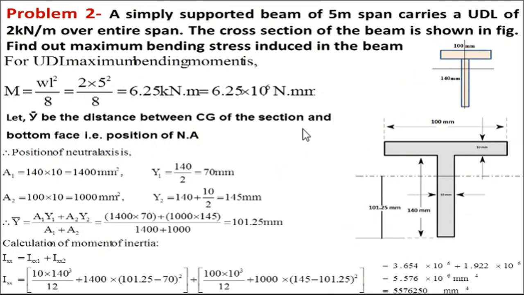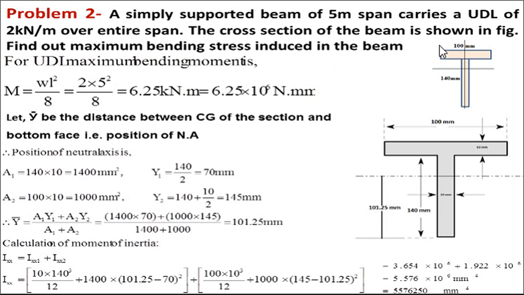Now see the second problem. In this case, a simply supported beam of span 5 meter carries a UDL of 2 kN per meter over the entire span. The cross section of the beam is shown in the figure. Find out the maximum bending stress induced in the beam. Now this is the T section. T section is not a symmetrical section, so it is an unsymmetrical section.